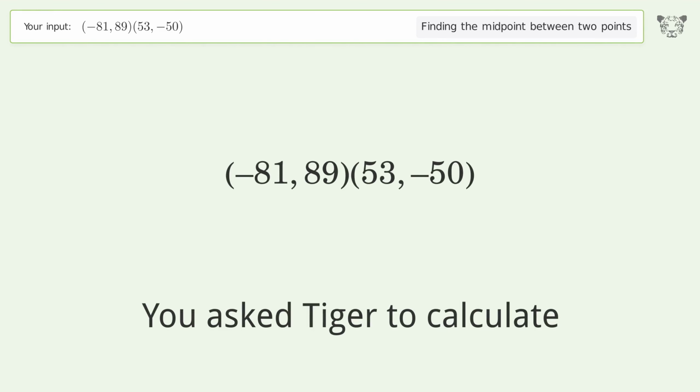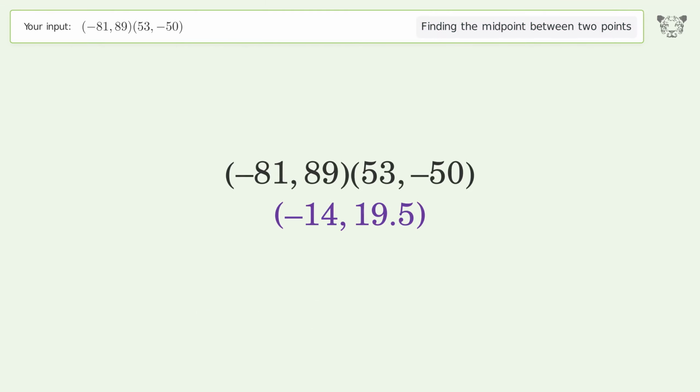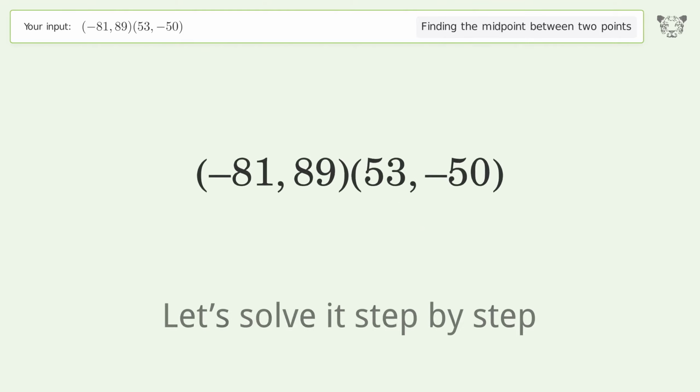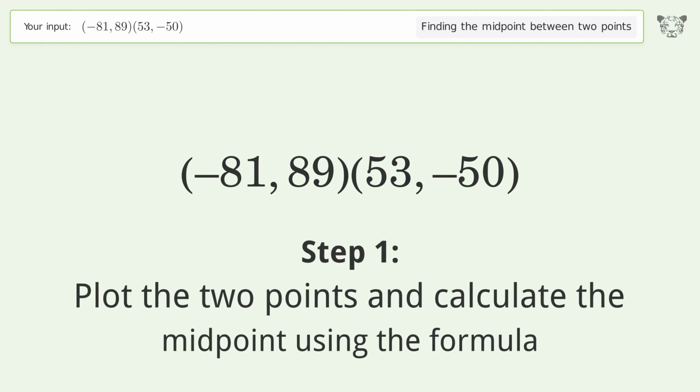You ask Tiger to calculate. This deals with finding the midpoint between 2 points. The midpoint between the 2 points is -14, 19.5. Let's solve it step by step. Plot the 2 points and calculate the midpoint using the formula.